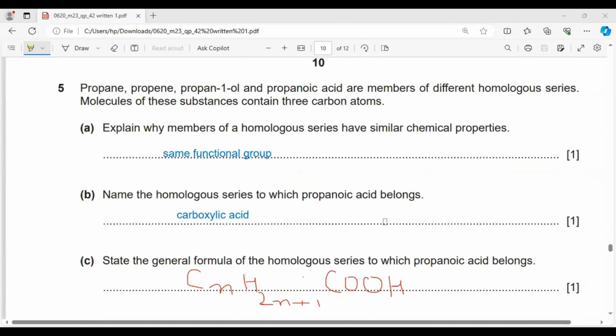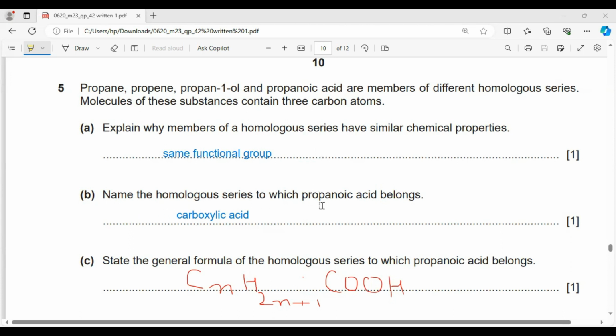Now, these questions are about organic chemistry. Propane, propene, propan-1-ol and propanoic acid are members of different homologous series. Molecules of these substances can contain 3 carbon atoms. Explain why members of a homologous series have similar chemical properties. One reason is that they have the same functional group, because of which they have similar chemical properties.